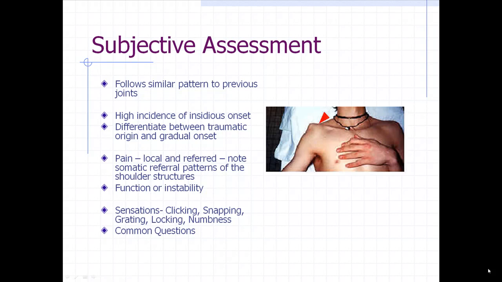Pain around the shoulder may be local, so an individual may come in complaining of pain in a specific spot, but very commonly there is referral, and not just neurological referral but also somatic referral. So something like a subacromial impingement of supraspinatus can often refer down to the lateral aspect of the elbow. Individuals may also describe functional loss or instability, and sensations of clicking, snapping, grating, locking and numbness are very common.